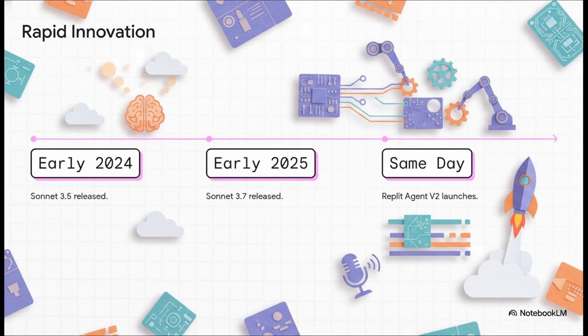But then look at early 2025. Anthropic gave Replit early access to Sonnet 3.7. Replit rushed to build their agent v2 around this new engine. And literally on the exact same day Anthropic launched the new model, Replit launched their new agent.